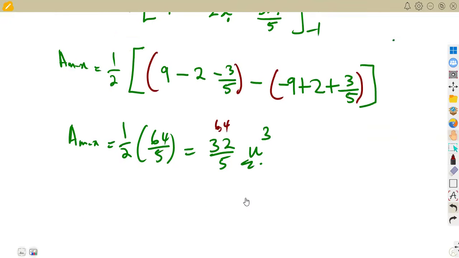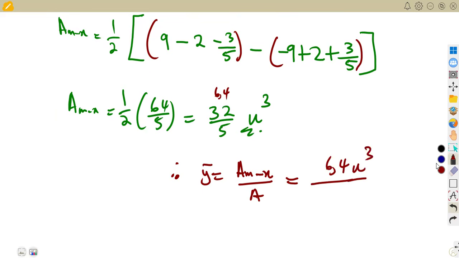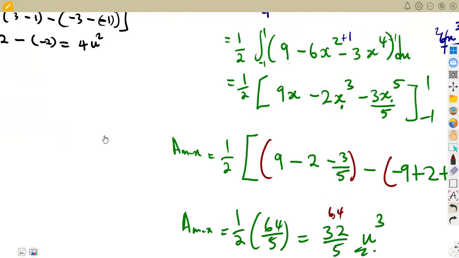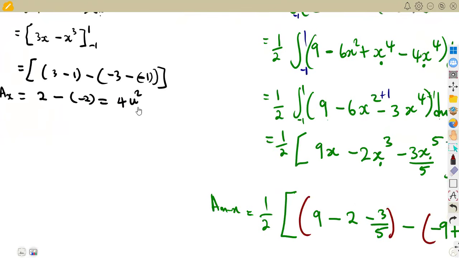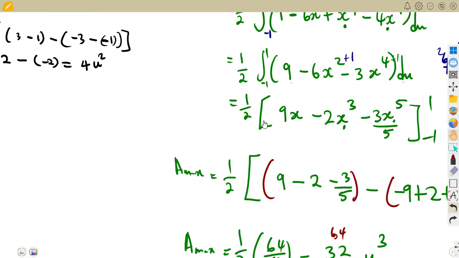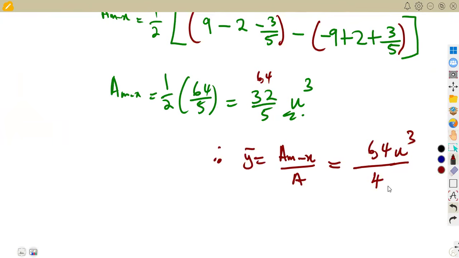So this one is simply a continuation that you are going to make. Therefore, in this case, our y bar from our formula, area moment about x over area, we're just going to substitute our area moment here, it is 32 over 5 or 6,4, cubic units, over the area. We calculated the area before. So if we take a closer look, you see that we calculated our area here. That was our area, which is 4 square units. So there, we are simply going to divide by 4 square units.